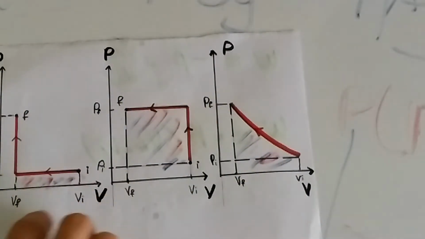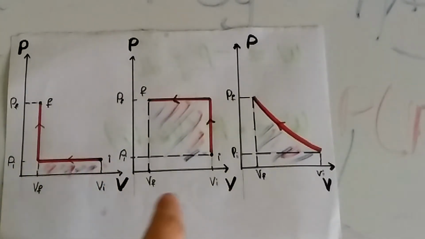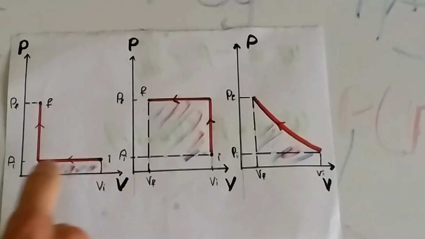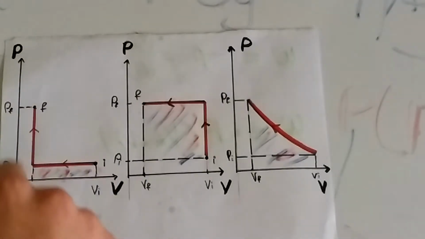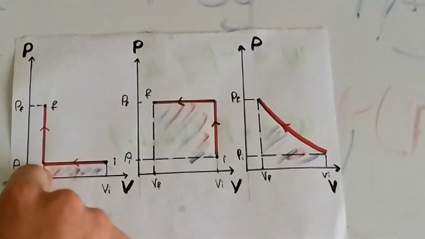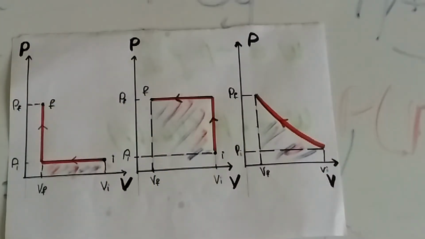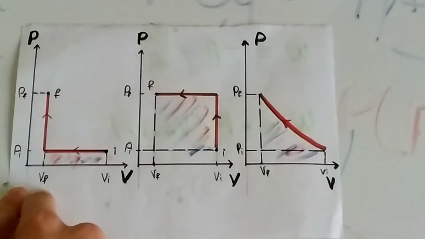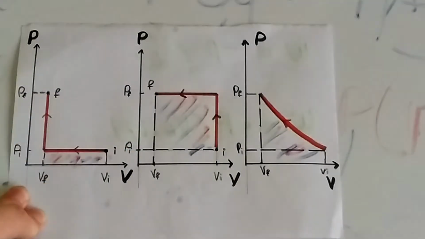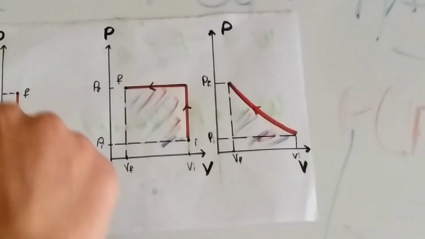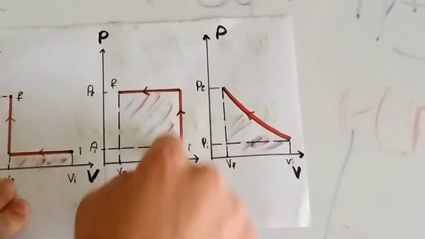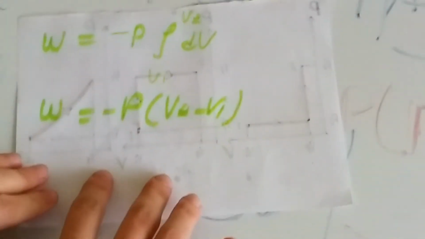In the first case, the gas is compressed under a constant pressure from Vi to Vf, and then the pressure is increased from Pi to Pf. But on this section from Pi to Pf, when the pressure is increased under a constant volume, work is not being done since there is no change in the volume. Work is only done when we have a change in the volume. The same goes in the second case. So here we have the equation.